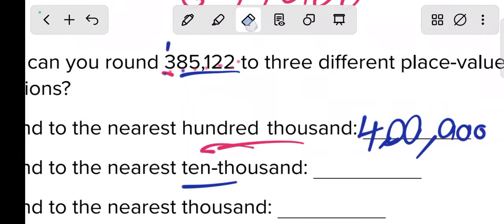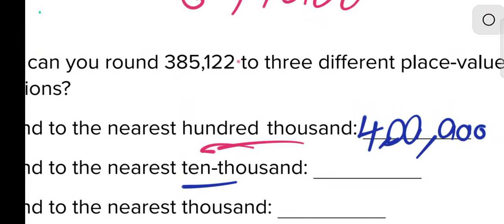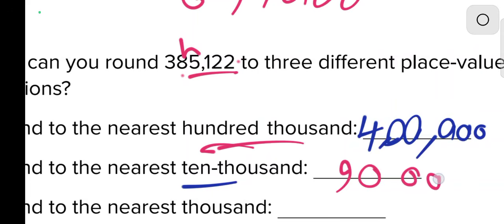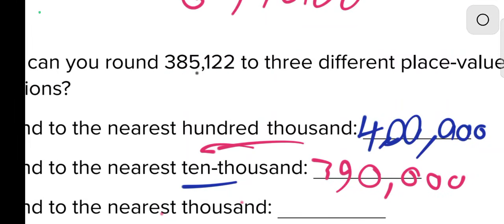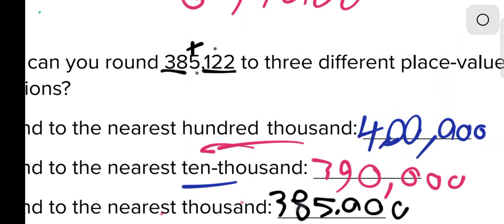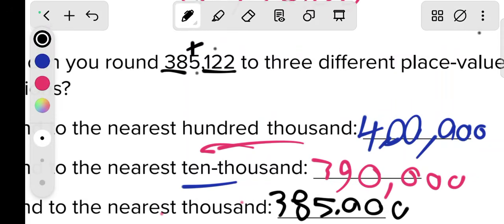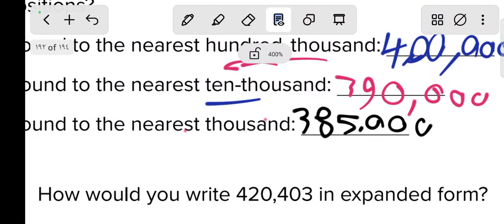10,000. Okay, 10,000 is 8. 5 will give it 1, so it's going to be 9. Before keep, after zeros. Now to the nearest 1,000. The 1,000 here is 5. 1 never gives 5 anything, so it's going to be 5. All of the numbers after it must be zeros, and all of the numbers before it we keep. I think it's so easy. That's it. Okay.